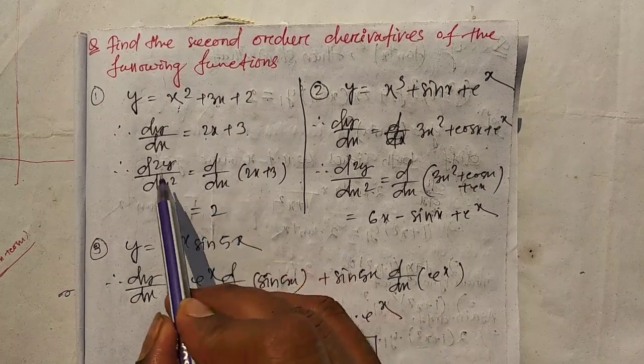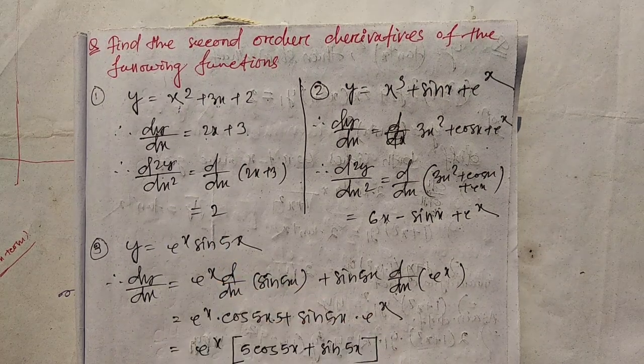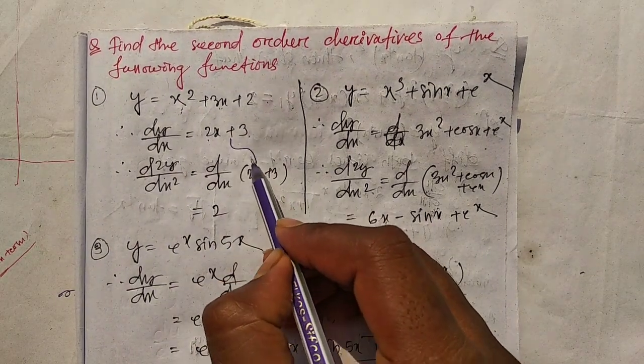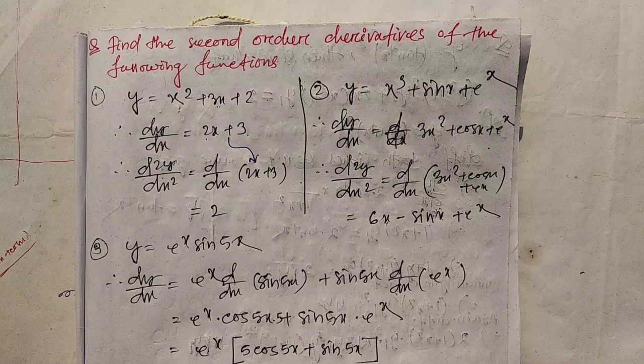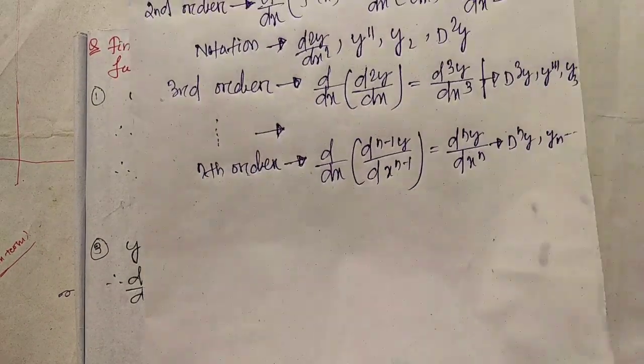So again, in order to find second order, the expression we obtained in first order we have to put here and then differentiate that one with respect to x. How much are we getting? 2. Let's solve one more problem.